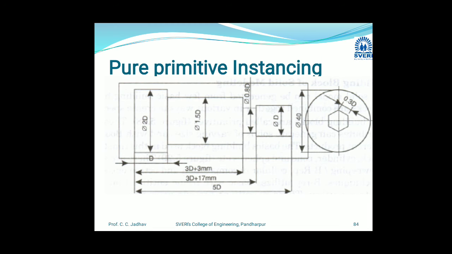Then pure primitive instancing. Now you can see this is one model, and it is giving all the dimensions. That is called primitive dimensions, pure primitive instancing. So that represents how to give all the dimensions and all the information regarding the solid model on the drawings.